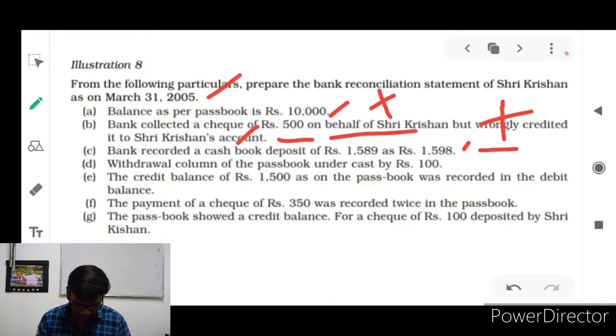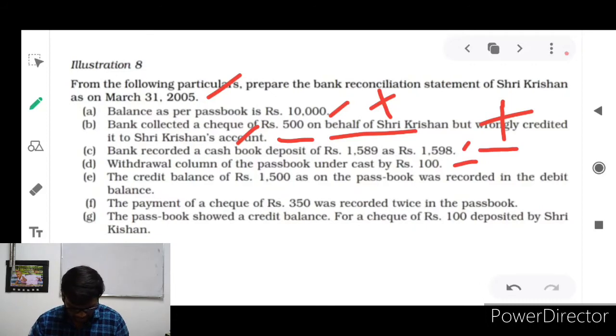And next one is the withdrawal column of the passbook undercast by 100 rupees. Undercasting means they calculated it too low. For example, you withdrew 1,100 rupees from your bank account, but the banker recorded that you withdrew only 1,000 rupees. Who made the mistake here? The banker made the mistake. 100 rupees more should be debited in your bank account in future. So anyway, this amount should be deducted from our bank balance.